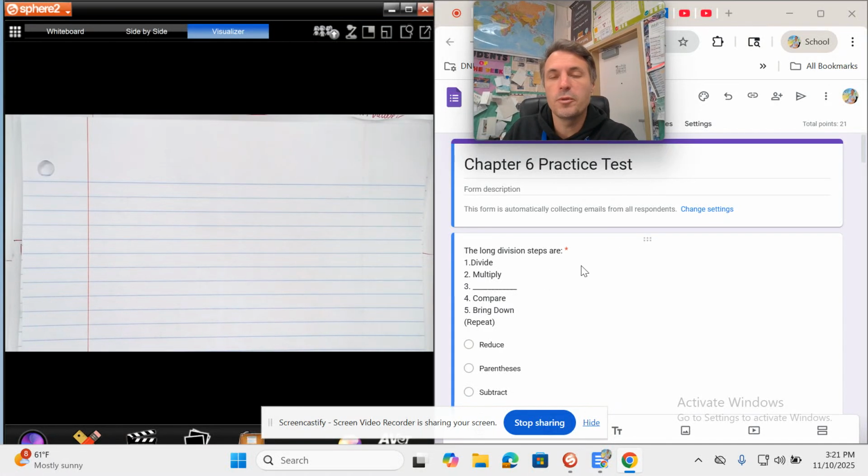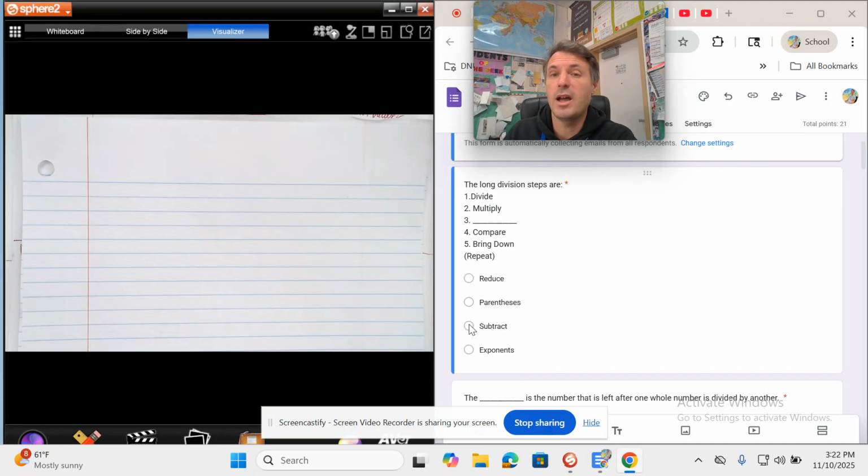Here's the first question. The first few questions we won't use our scratch paper because they are vocabulary questions. Okay, the first one says the long division steps are divide, multiply, blank, compare, bring down, repeat. And which word goes in the blank? Well, we know we can use the silly sentence, dirty monkeys smell crazy bad. So we know whatever this is has to start with an S, and it is subtract. Divide, multiply, subtract, compare, bring down. So that's the answer, subtract.